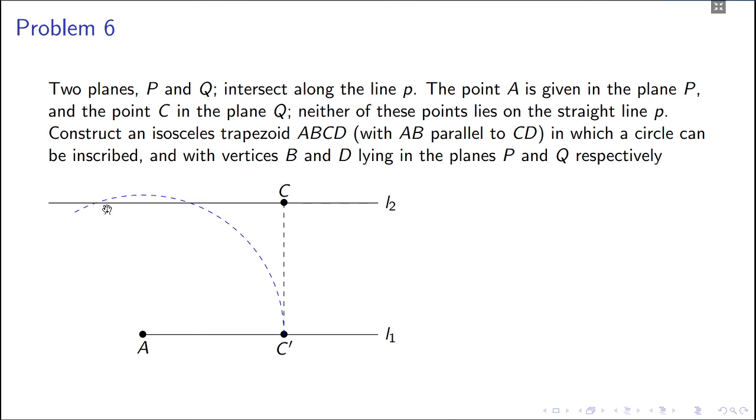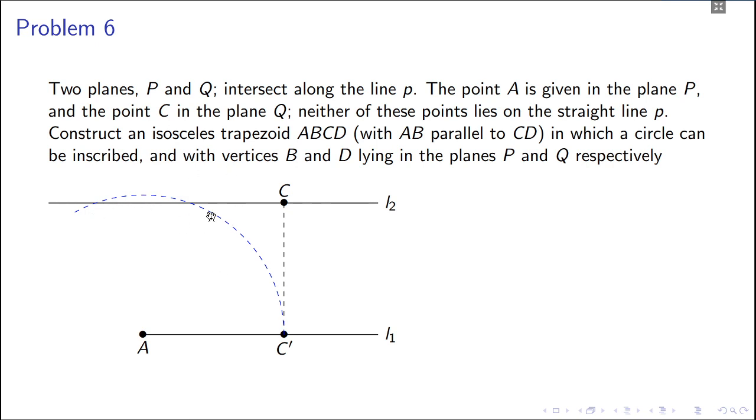So if it cuts at 2 points, we'll get 2 trapeziums. If it cuts at 1 point, then we'll have 1 trapezium, and if it does not meet this line, then the trapezium does not exist. Okay, so I'll just show you the general 2-point cut.